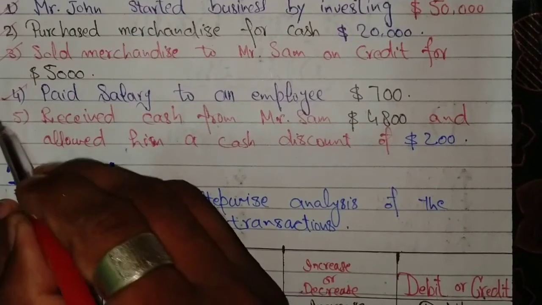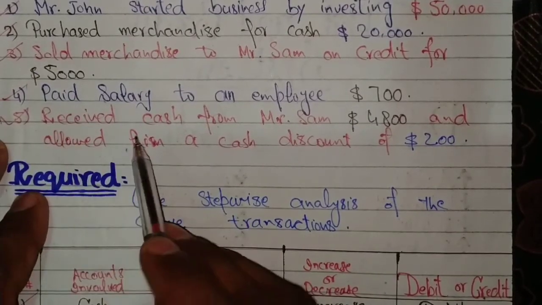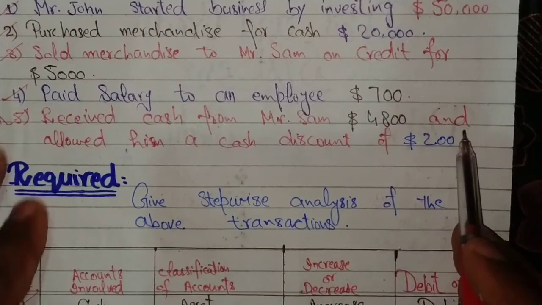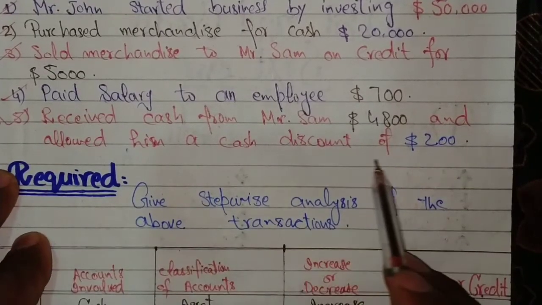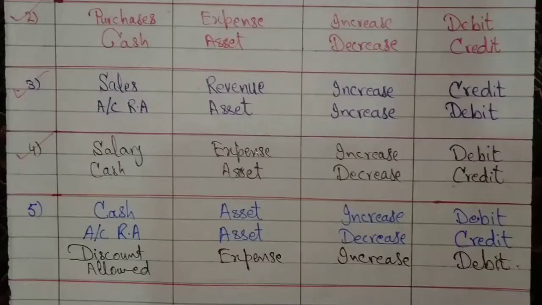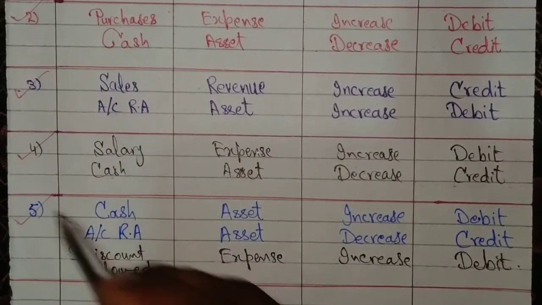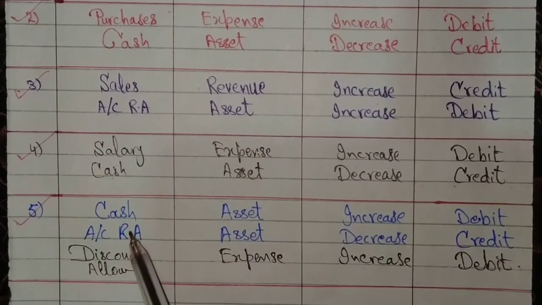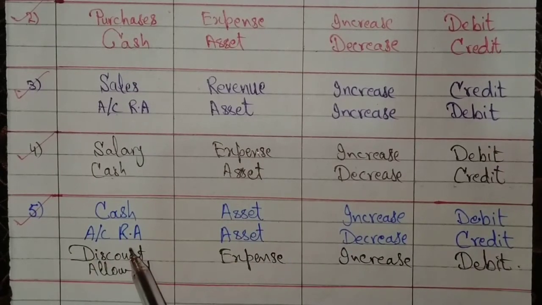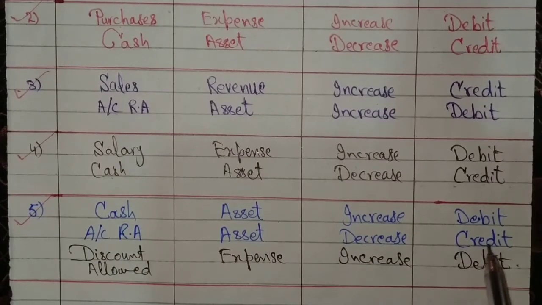The fifth transaction of this business is received cash from Mr. Sam amounted $4,800 and allowed him a cash discount of $200. We will analyze transaction number 5. Cash asset increase will be debit. Account receivable asset decrease will be credit. Discount allowed will be considered as expense for the business and increase, debit.